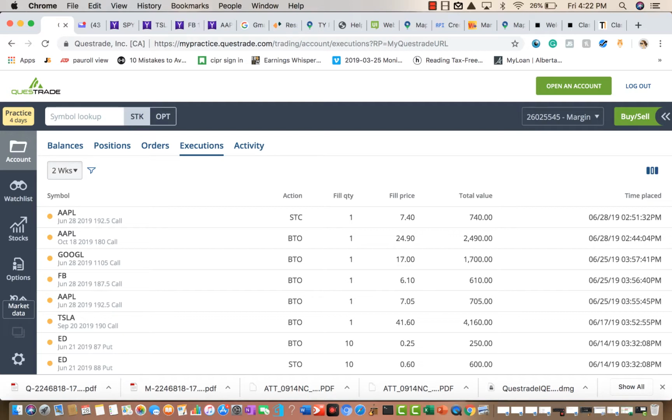When I bought to open, I had to pay $705, and then when I decided to close it, which was in 3 days, I closed it at a price of $740. So the difference between $740 and $705 is $35. Okay, so just so you guys know, this is my practice trade. As you guys can see, I entered a trade on the 25th. And the expiration I bought is June 28.